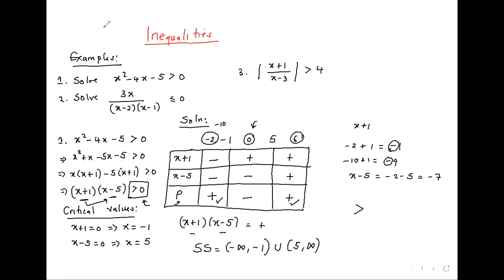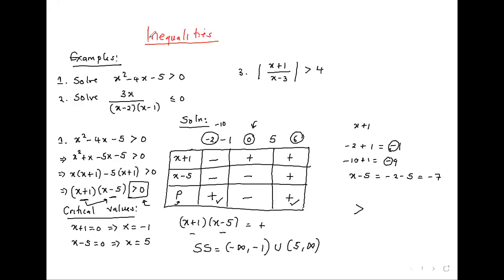Okay, we go for question 3. The absolute value of x plus 1 over x minus 3, excuse, x minus 3, this is greater than 4. Yeah, that's the question.